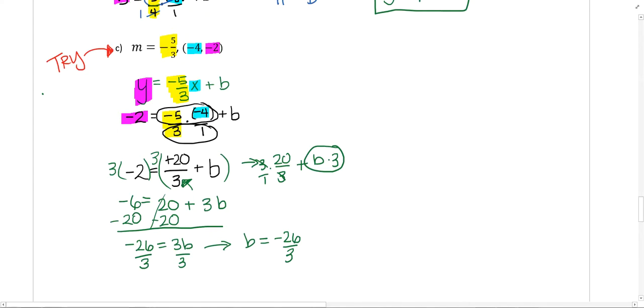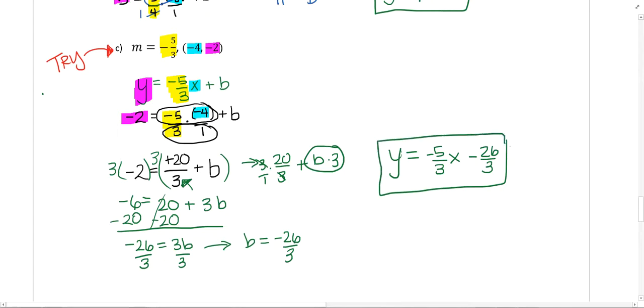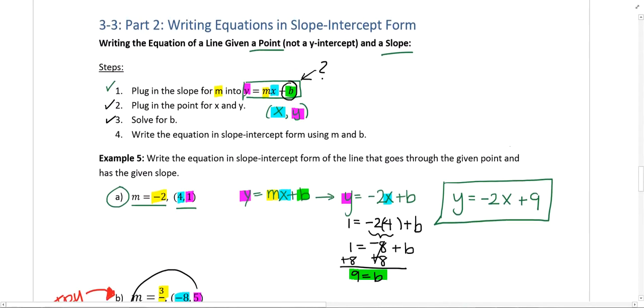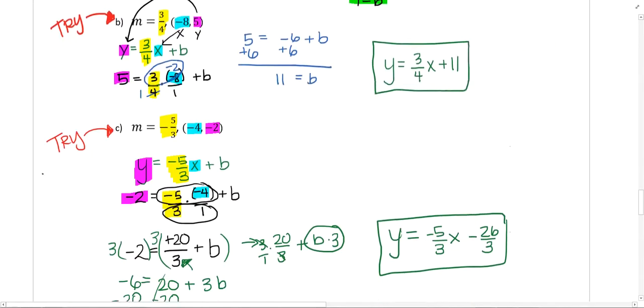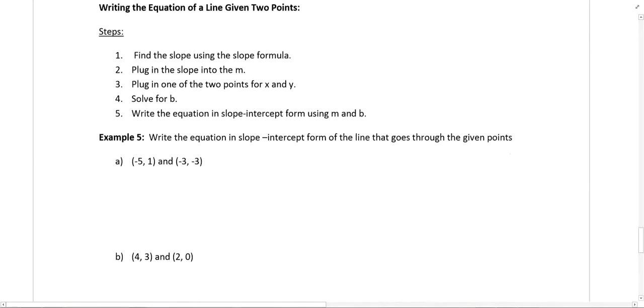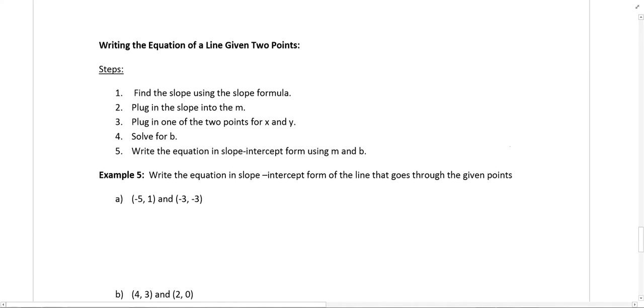So the overall answer is y equals m, which is the slope, x plus b, or in this case it's negative, so we can make it subtracting. And we're done. So this is how you would do it if you're given 1 point and a slope. So now we're going to look at a case where you're given 2 points and no slope.